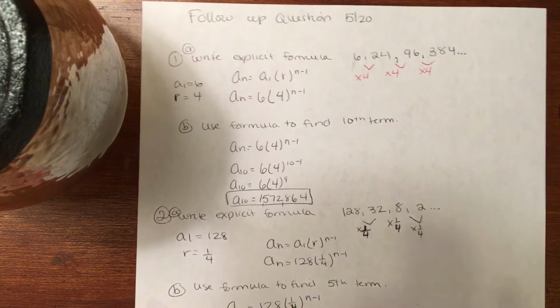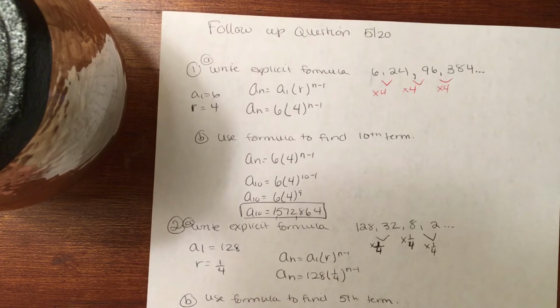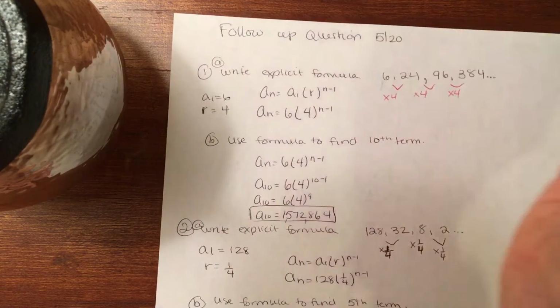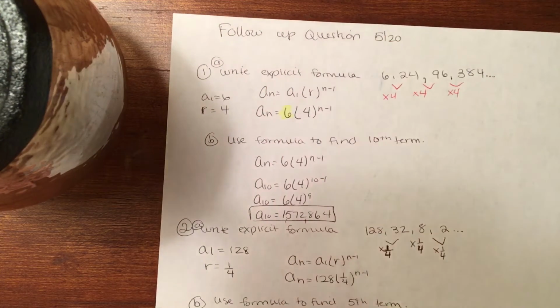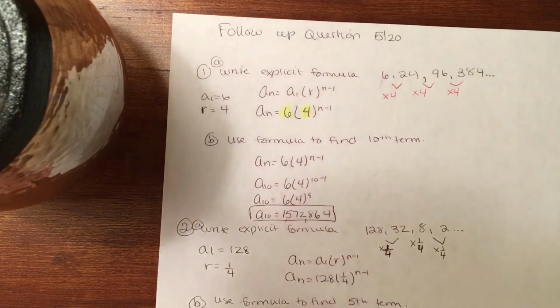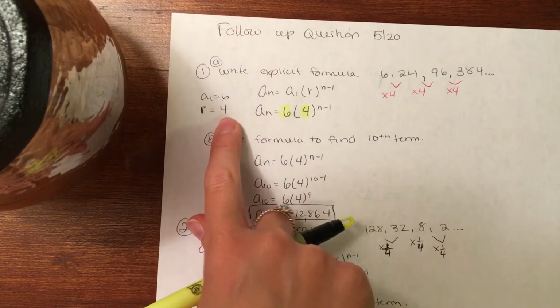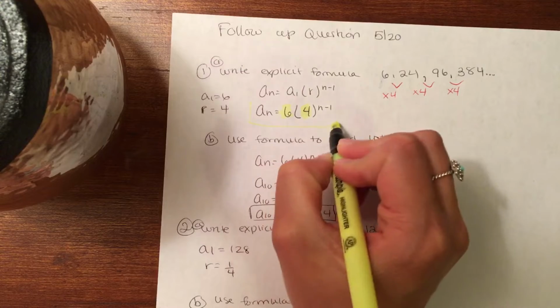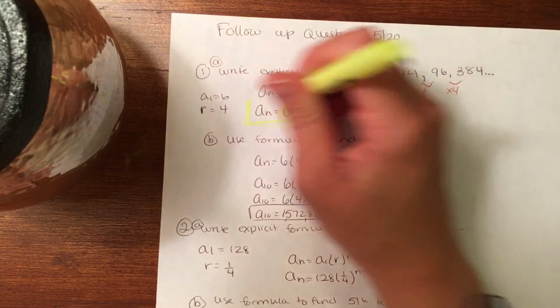Okay, so these are your answers to the follow-up questions. I'm going to highlight a few things that I want to point out. You are correcting in a different color pen, okay? So first thing I want to point out is for this one that you had your 6 in the first spot for your A1 and 4 in the second spot for your common ratio. That's your formula. So I should see this written down as your formula.